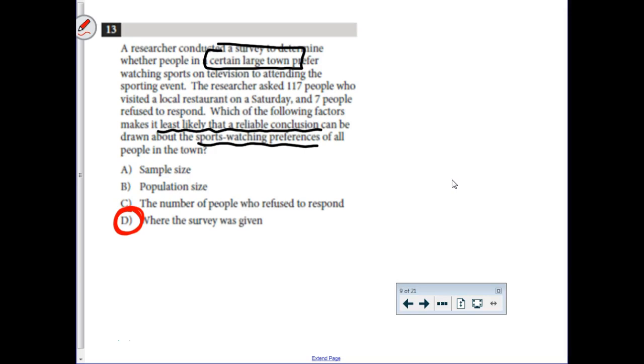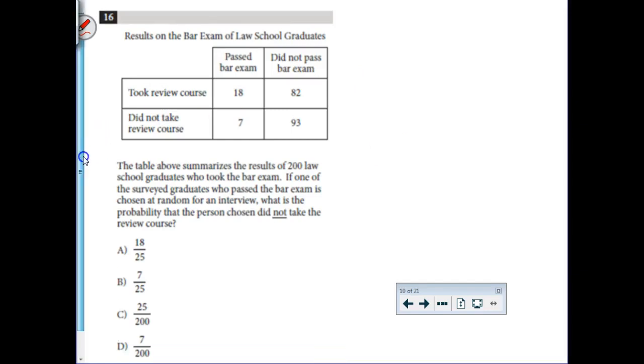Oh, you know what? We can get one more done. Why not? So we got results of a bar exam for law school graduates. The table summarizes the results of 200 graduates who took the bar exam. If one of the surveyed graduates who passed the bar exam is chosen at random for an interview. Right there, if one who passed the bar exam is chosen at random, you're only allowed to look here. They didn't say the word given or the conditional thing, but that's another way of saying conditional probability. So you only focus right here, people who passed.